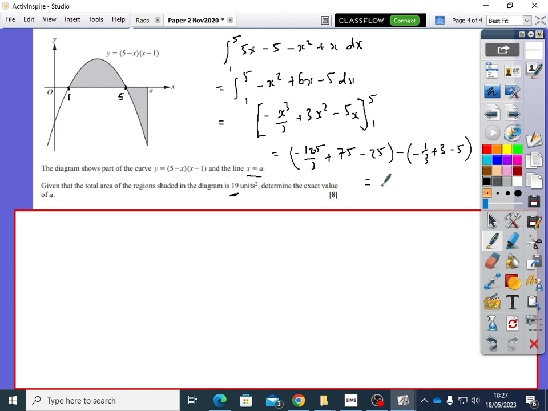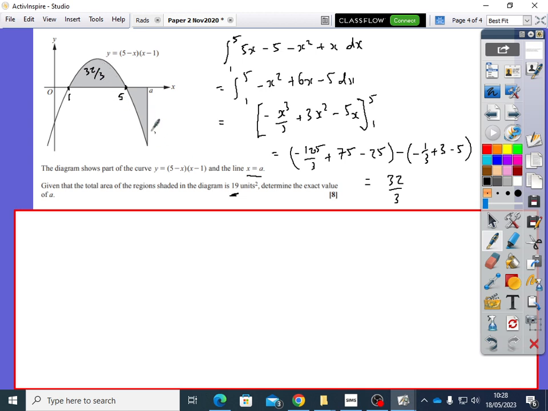you're going to get, I'll just quickly do it here. So the minus 125 over 3, add 50, then minus minus becomes plus 1/3, and 3 take away 5 is minus 2, minus minus becomes plus, so that's plus 2. You end up with 32 over 3. So that's the area for this, 32 over 3.